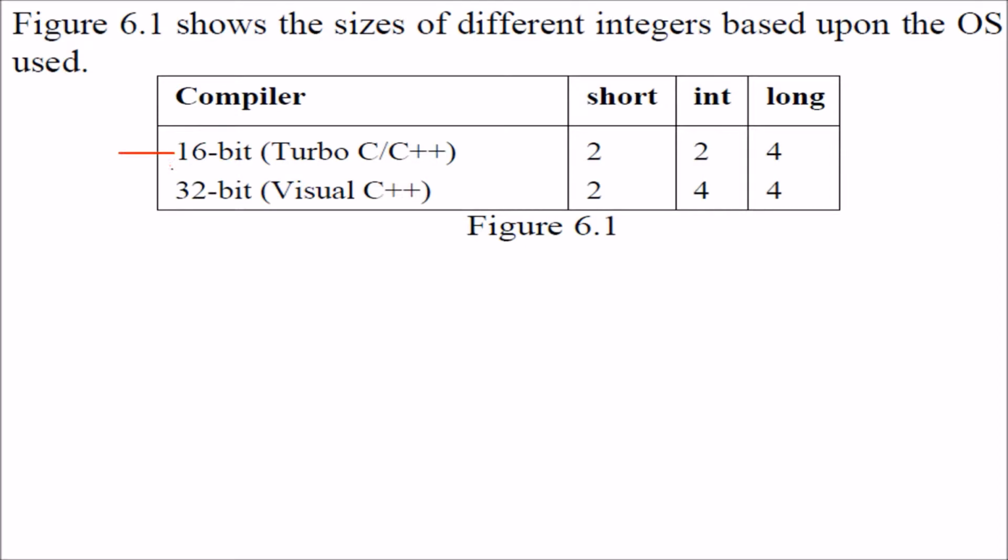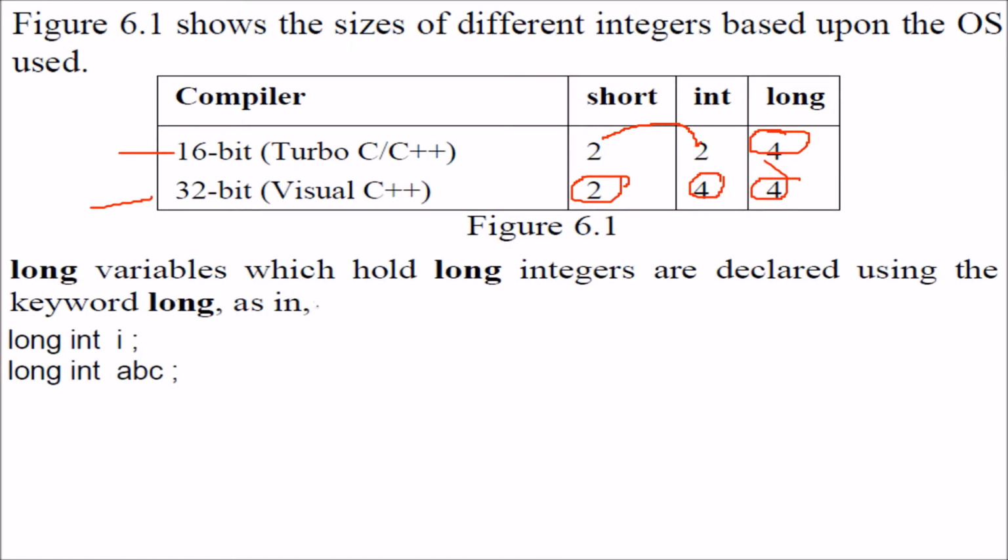So this is the summarization. If you are dealing with a 16-bit compiler, short will be 2 bytes, integer will be 2 bytes, but long will be 4 bytes. If you are dealing with a 32-bit compiler, short will be 2 bytes, integer will be 4 bytes, and long will be 4 bytes. So how to declare them? Just put a long in front of that int i. Int i you have been doing a lot up till now.